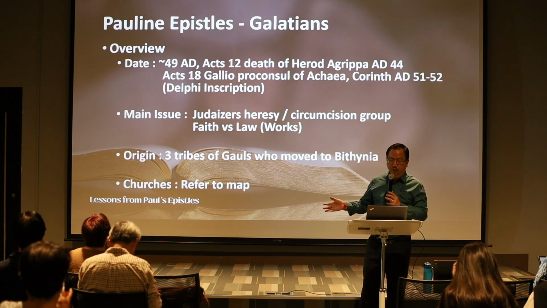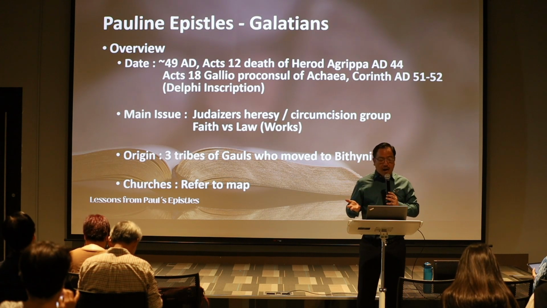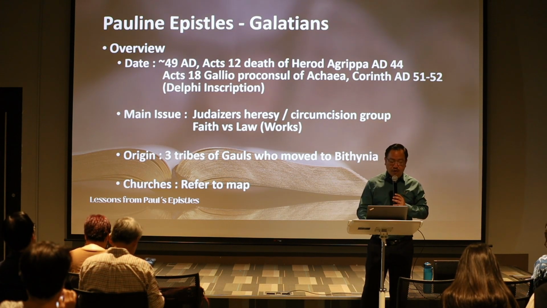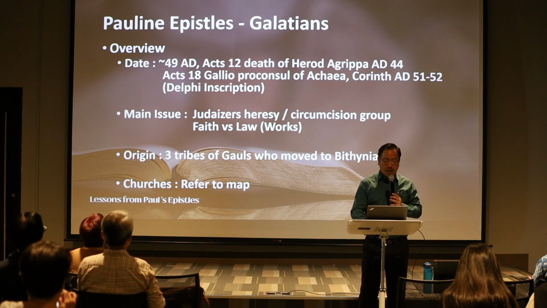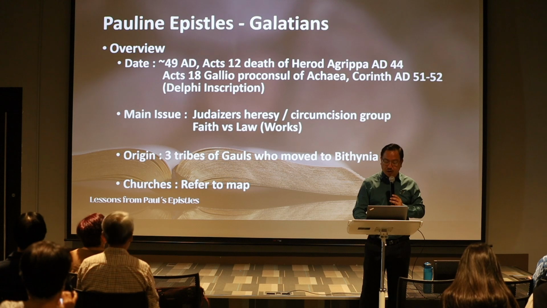This is the same overview we've talked before. The key dates: 49 AD; Acts chapter 12, Herod died in AD 44; Acts 18, Gallio, the proconsul of Achaia. And these are some of the key same information that we've talked about.